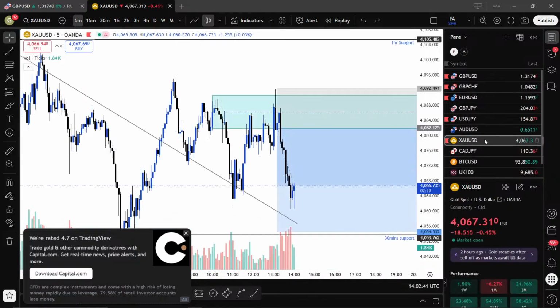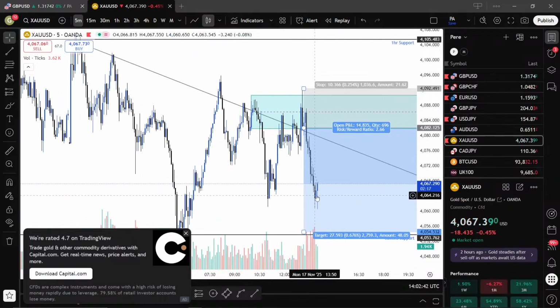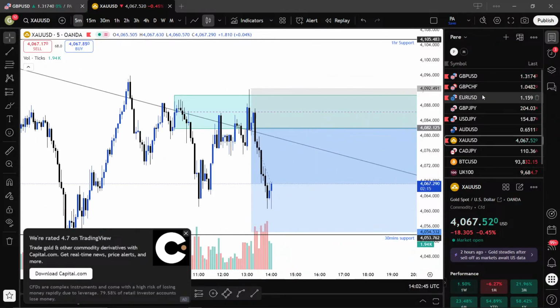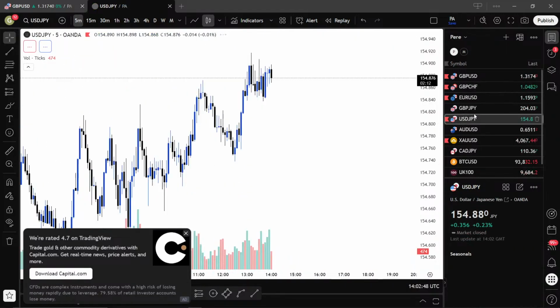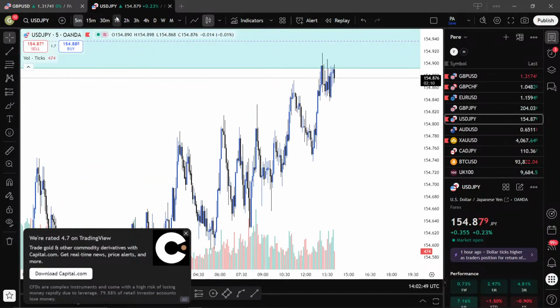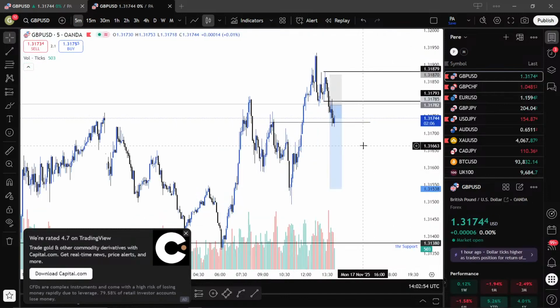Let me take a look at what gold is doing. Gold is sparking back to the upside. USD JPY. Okay, my sell setup here is preparing. So let me go back here.